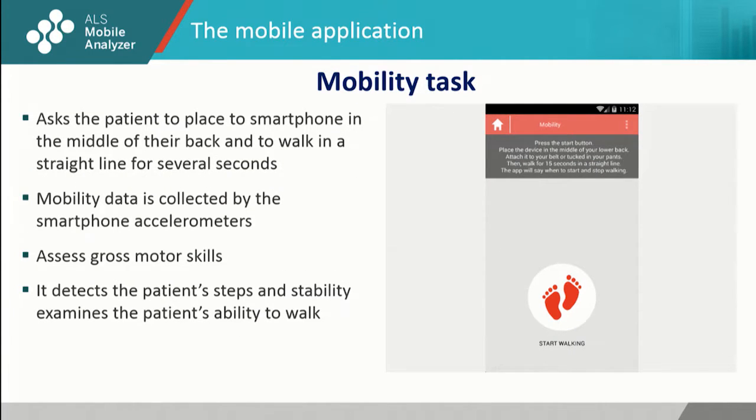The mobility task asks patients to place the smartphone in the middle of their back and to walk in a straight line for several seconds. Mobility data is collected by the smartphone accelerometers without a requirement of other devices. Of course, it assesses gross motor skills, detects patients' steps and stability, and examines their ability to walk.